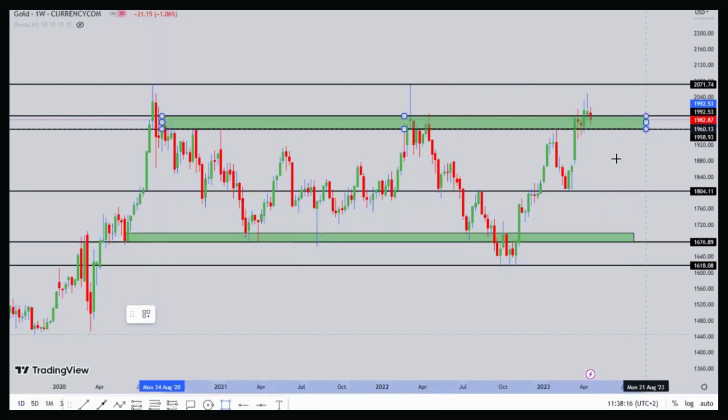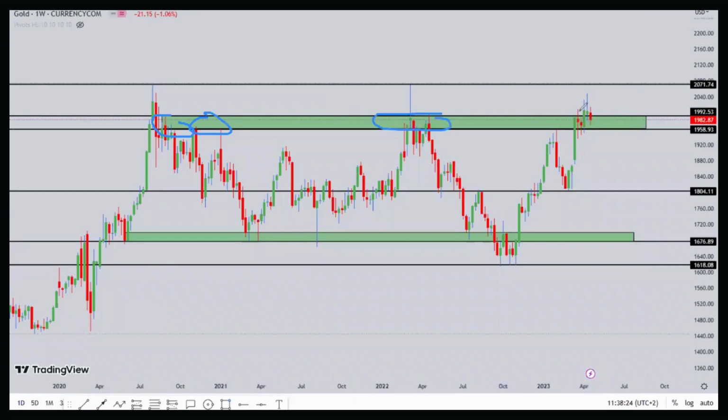So basically here we have our zone, and if you look at it, this area was acting as a resistance so many times up until the market finally broke above it. And after that break, what we expected is that gold is still going to continue to go deeper into that area before it can actually turn. But then what we saw happening is gold coming back to retest this area before it can go to the upside.